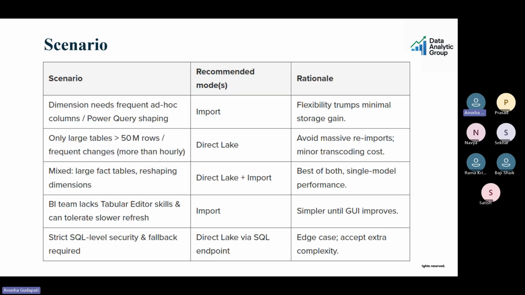So let's get into understanding when and how you should use these modes. For example, say we have a scenario where dimensions need frequent ad hoc Power Query shaping. That means you will have to keep modifying and basically use your Power Query transformations. For that, you need to go to the recommended mode called Import. This gives you flexibility in changing and transforming the data. Suppose your scenario is that you have a large number of tables, say more than 50 million rows, and this also frequently changes, then the recommended approach is Direct Lake.